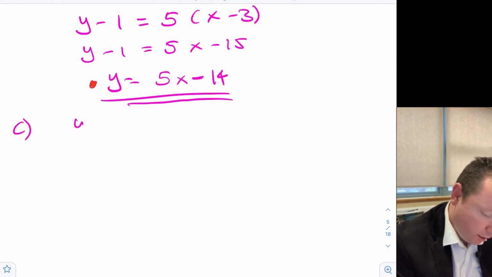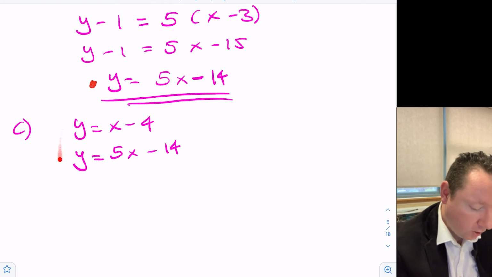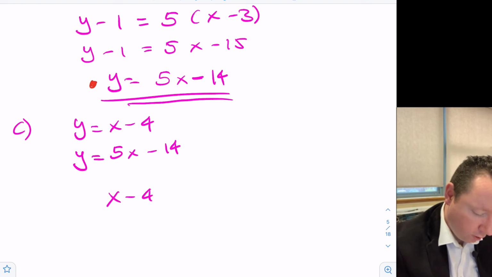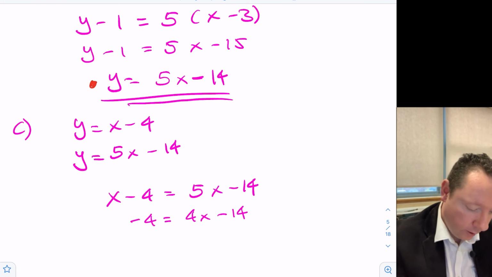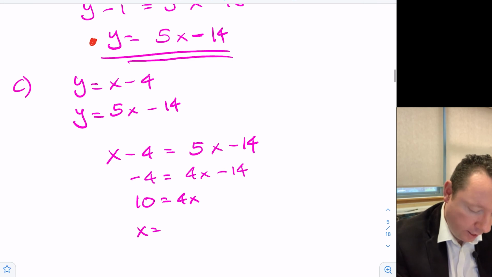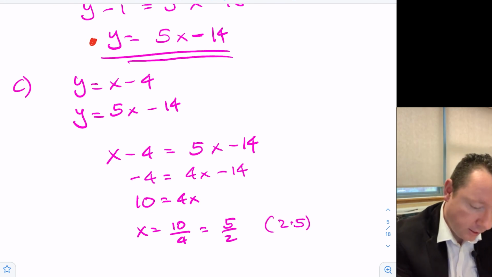Part C, y equals x minus 4, y equals 5x minus 14. Solving these simultaneously, well, we know the y's are equal, so we can just make the right-hand side equal the right-hand side. So we get x minus 4 equals 5x minus 14. Taking away x from both sides, we get minus 4 is equal to 4x minus 14. Adding 14, we get 10 is equal to 4x, or x equals 10 over 4, which is 5 over 2. Or if you preferred, 2.5 as a decimal.